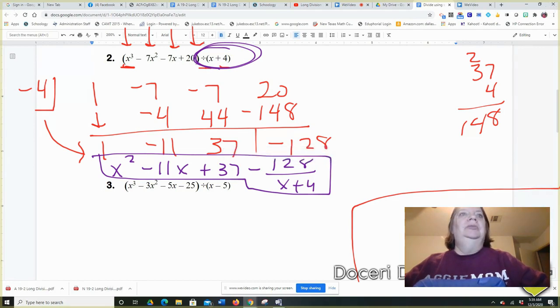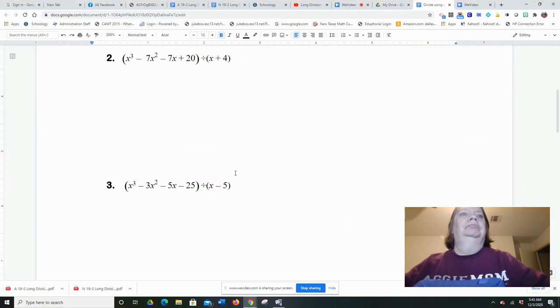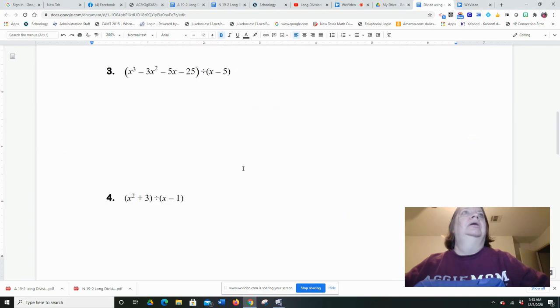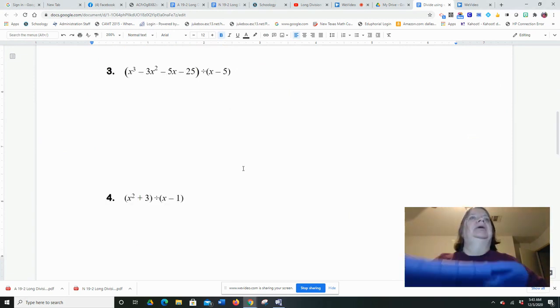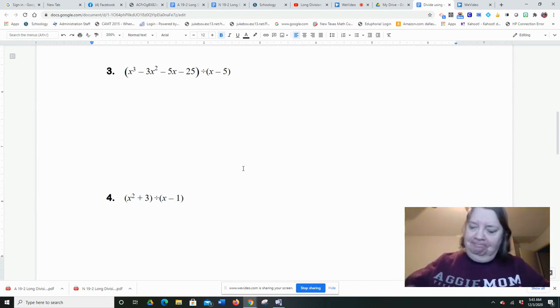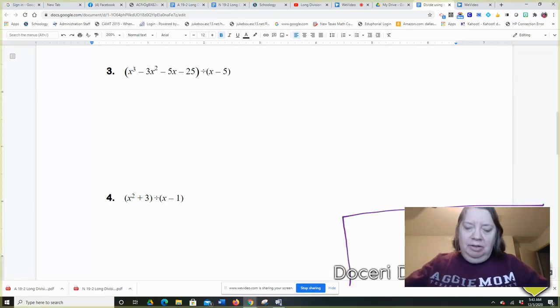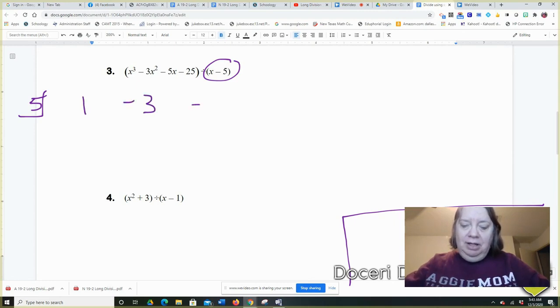Okay, let's do one more. This one is x to the third minus 3x squared minus 5x minus 25 divided by x minus 5. What number goes in the box? Take that 5 and change the sign. The coefficients, are we missing any exponents? We're not. Our coefficients are 1, negative 3, negative 5, and negative 25.